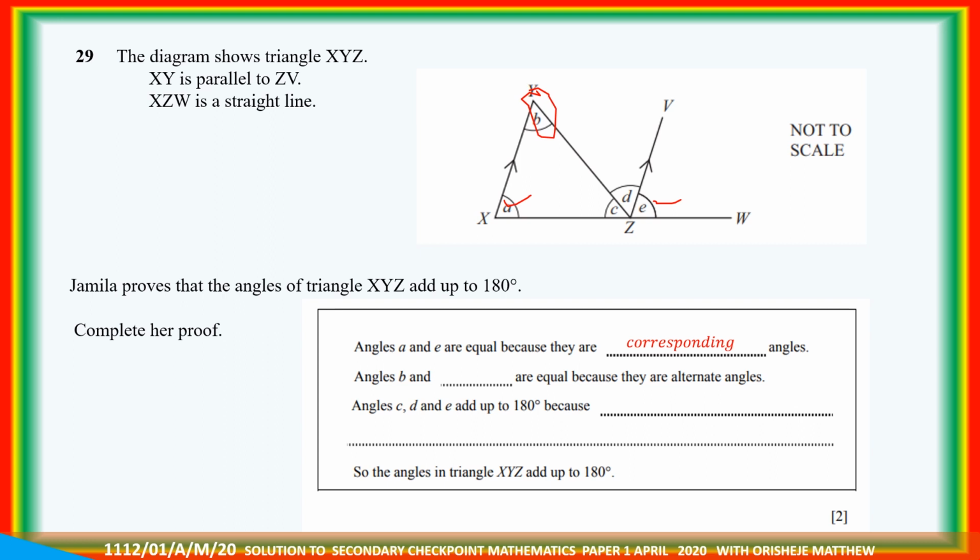Okay, so we are looking at angle B. Angle B should be equal to angle D, alternate angles. Angle CDE adds up to 180 because they are angles on a straight line. Yeah, that is all. Question 29.